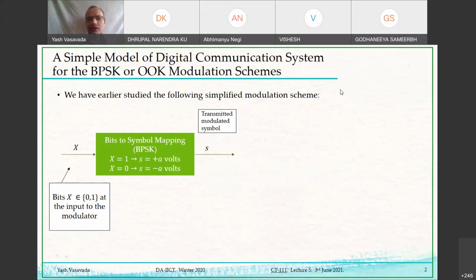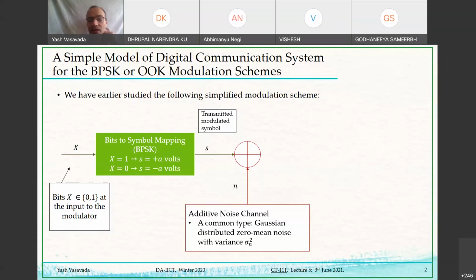Then it is this signal which gets transmitted over a communication channel, and the channel that we are going to consider is mostly what is known as an additive noise channel. It just adds to what is being transmitted. A common type, as we said earlier, is a Gaussian random variable with zero mean and certain variance. So what the receiver gets is the summation of S and N. That is what the additive channel does. It adds noise to S.